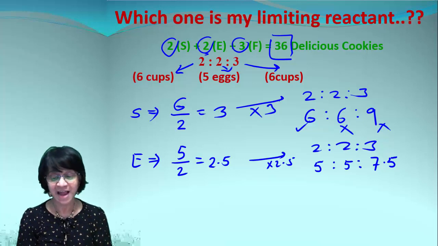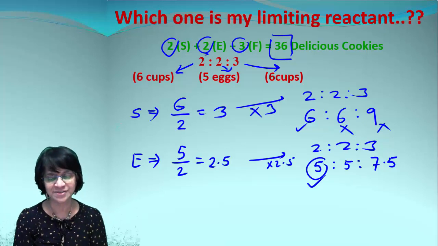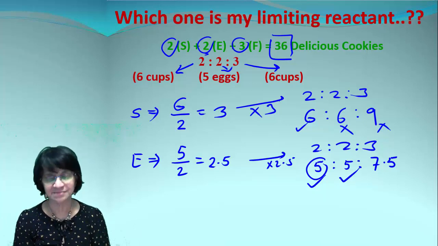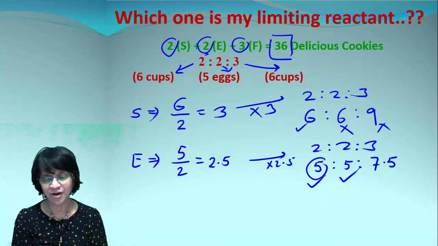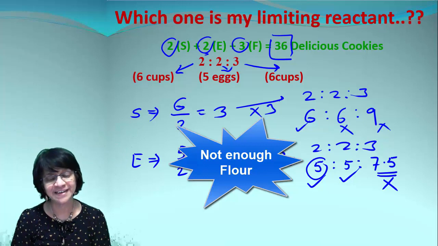So let's see whether we have all those ingredients. 5 cups of sugar? Yes, we are good. We have 6 cups, so we are good with that. We have eggs, which is 5 eggs. Sure, that will work. How about the flour? That is 7.5 cups, and we only have 6 cups, so that's not going to work.